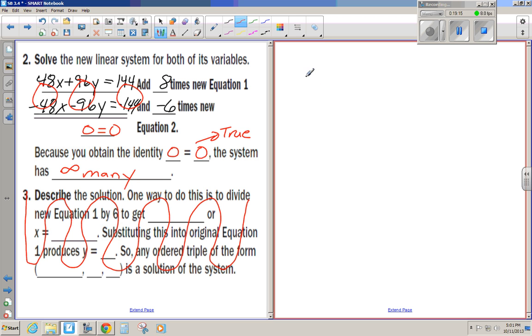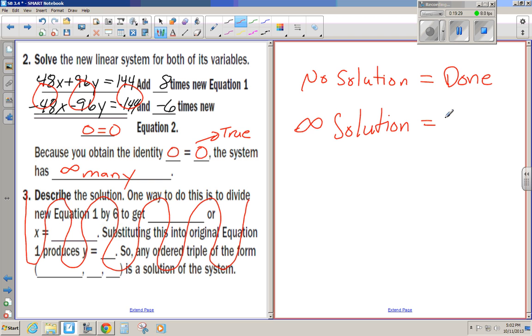is there no solution? If there's no solution, that means you're done. If there's infinitely many solutions, it means you're done. If there's one solution, you have to write the ordered triple, and then you're done.